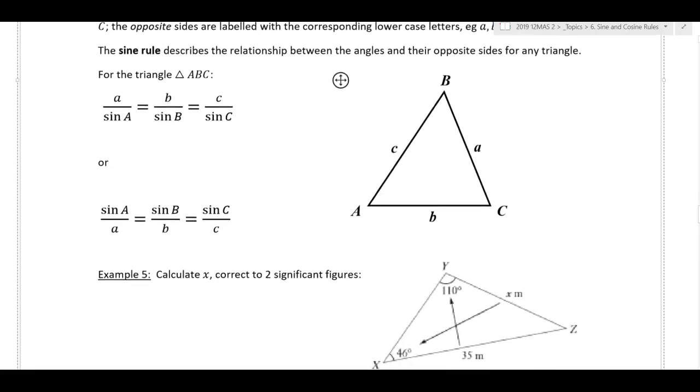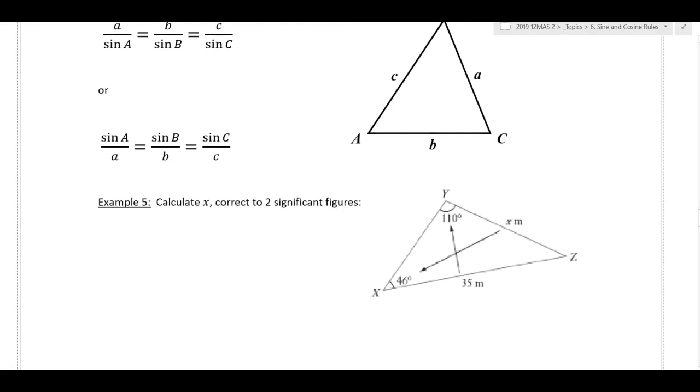Now, it is a wonderful rule that allows you to solve all sorts of problems with triangles. What you need is those two pairs of sides and opposite angles, or angles and opposite sides. I need two of them. So here's my first example. Calculate x, right, here's x, that's what we need to find, correct to two significant figures.